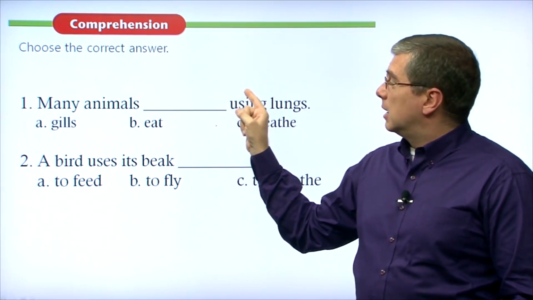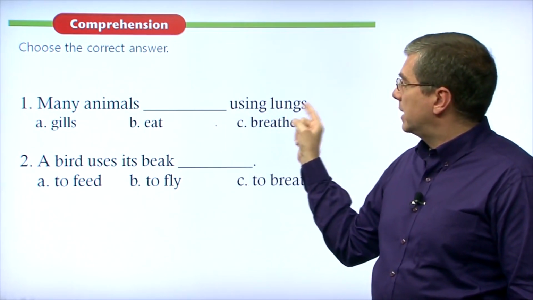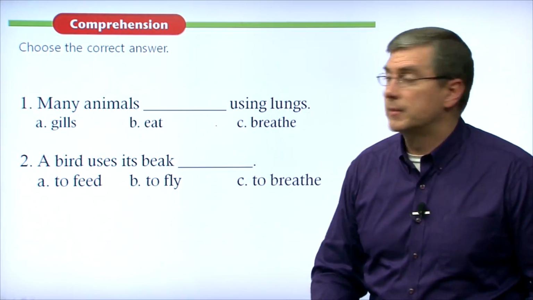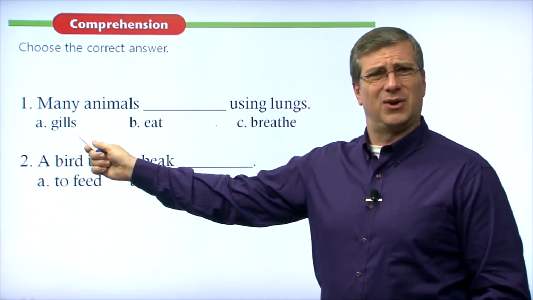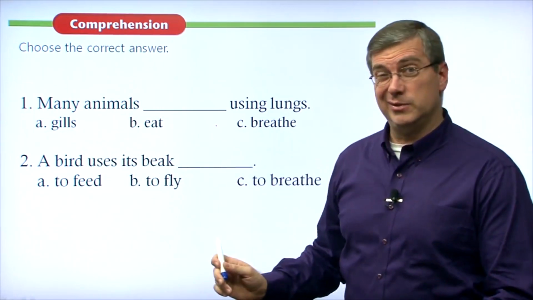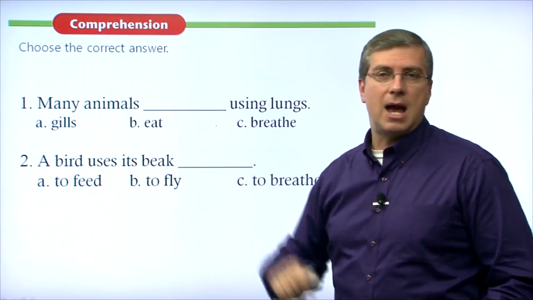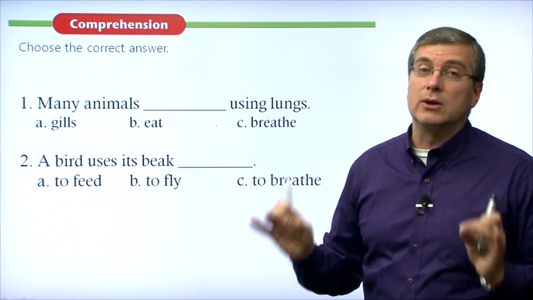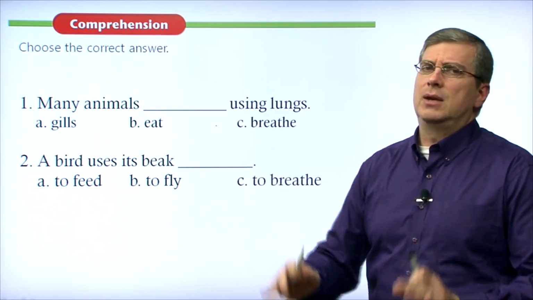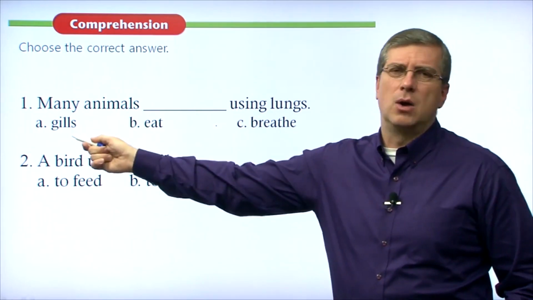We need a verb because this is what they use their lungs to do. So, do animals, well, first of all, gills. Gills, is that a verb? Many animals gills? That doesn't make any sense. Gills is a noun, right? So grammatically, if we look at it from a purely grammatical sense, that doesn't fit. We need a verb here, not a noun.